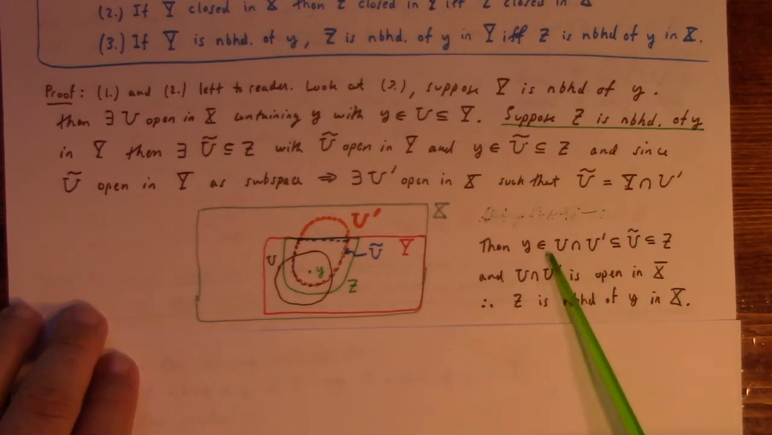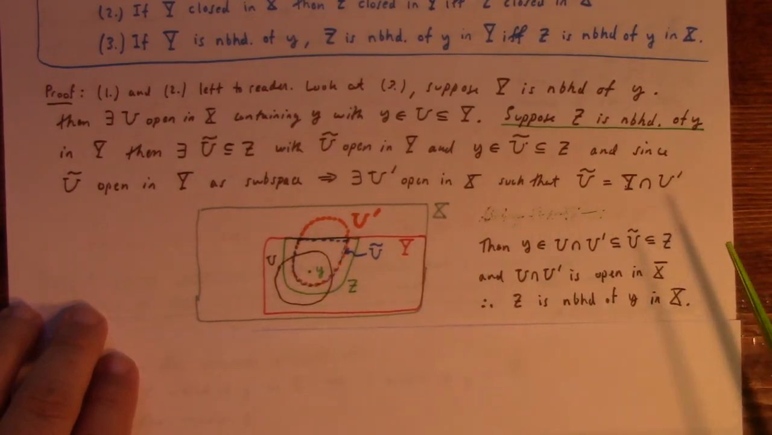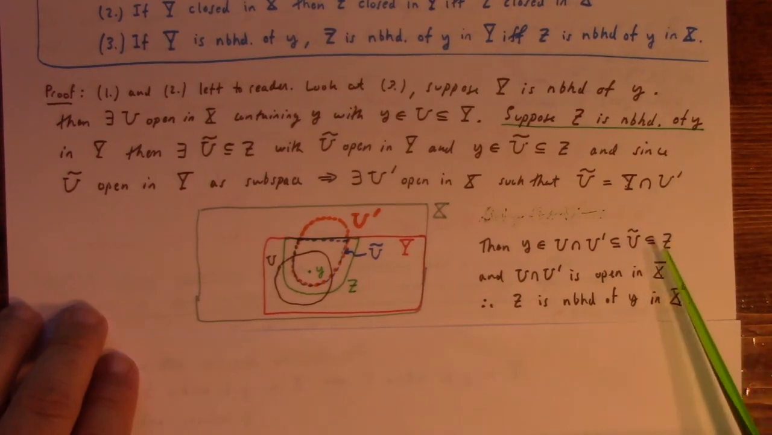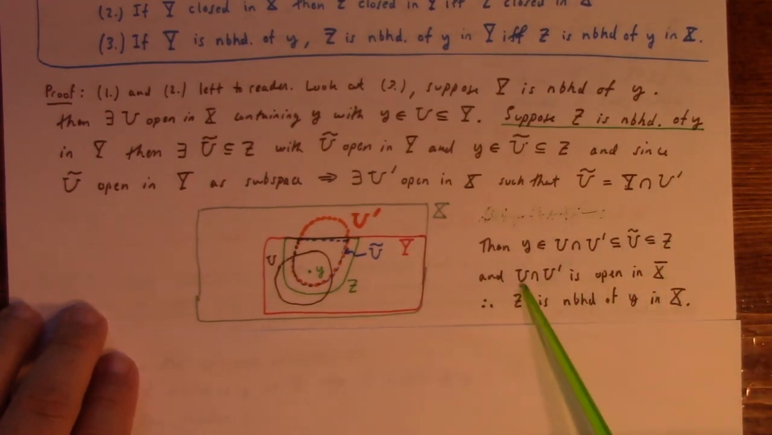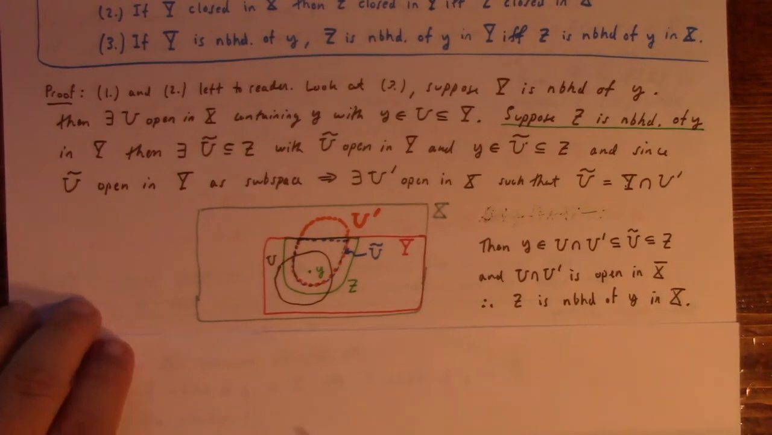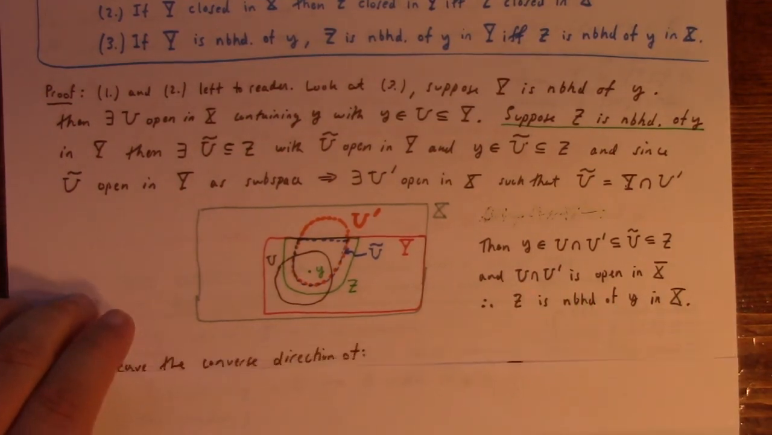Is it a U intersect U prime? That's in here. Well, it is a subset of U tilde in my picture, at least. Anyway, that's a subset of Z, which means that the intersection is an open subset in X, which is in fact proving that Z is a neighborhood of Y in X, because we found the open set which contained Y and was a subset of Z.